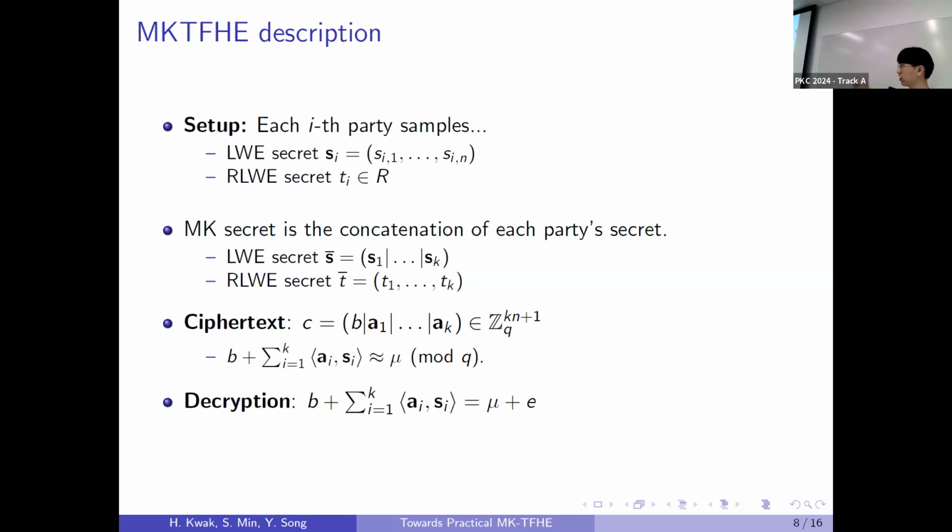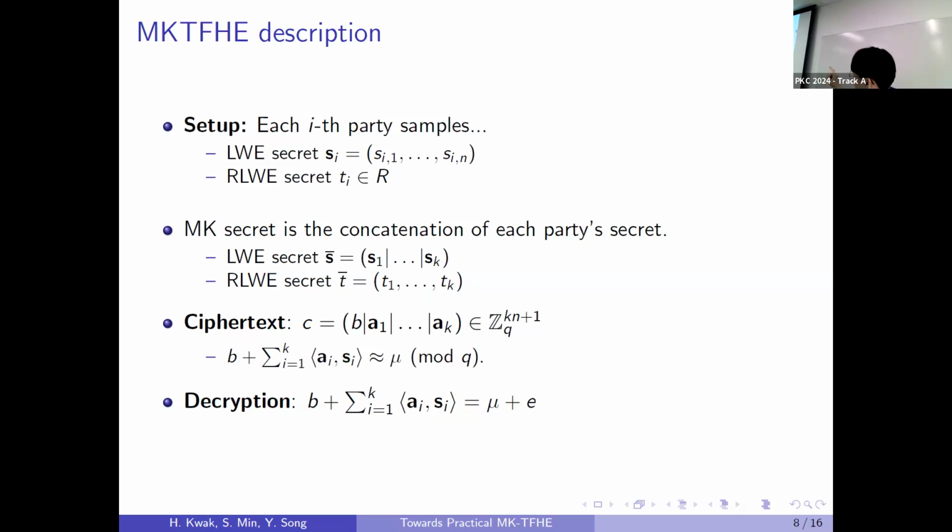Note that this multi-key secret is never revealed to any party, and each party i holds their own ith key and never reveals it to other parties. So the ciphertext has a very similar form to the single key scheme.